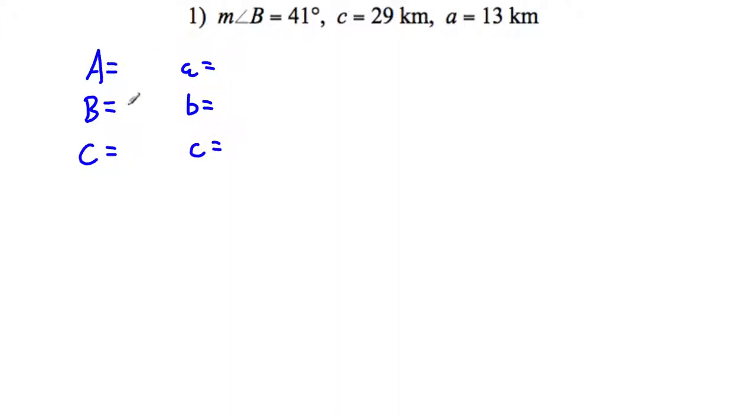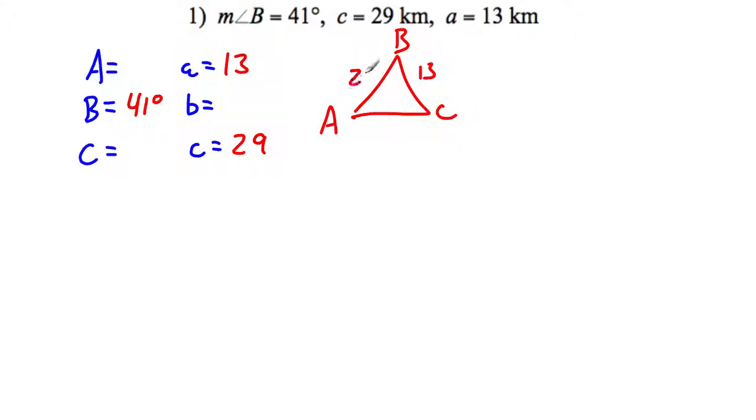So I know that I have angle B is 41 degrees. I know that I have side C is 29, and I have that side A is 13. Well, I have two sides and an angle, so it could be side-side-angle, which is the ambiguous case. However, if I draw a little diagram and I show that side A is 13, side C is 29, and angle B is 41, I can actually see that this is not side-side-angle. This is side-angle-side. So this is not the ambiguous case, so I don't have to worry about that.